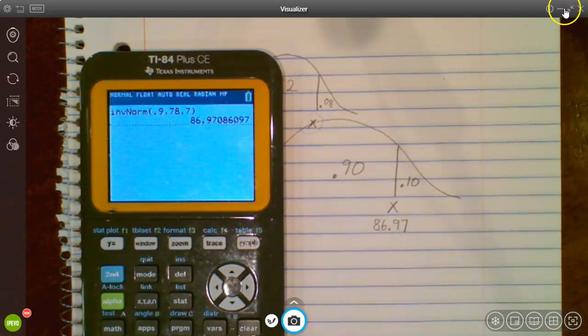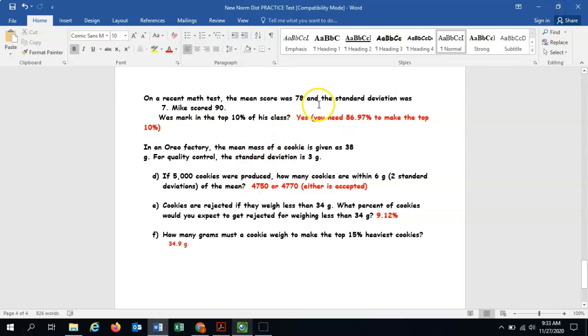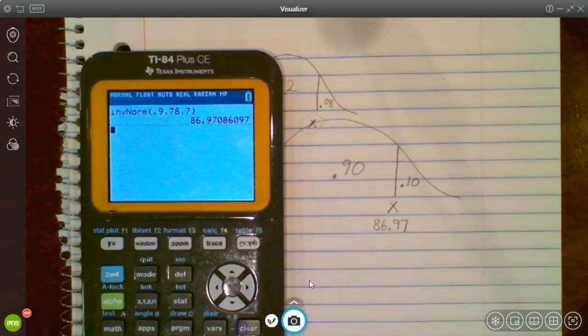Well, what did Mike get? We see that Mike scored a 90. So as I look at our graph here, this is what was needed to make the top 10%. He scored a 90, which means he scored higher than this. So yes, he did reach the top 10% of his class.